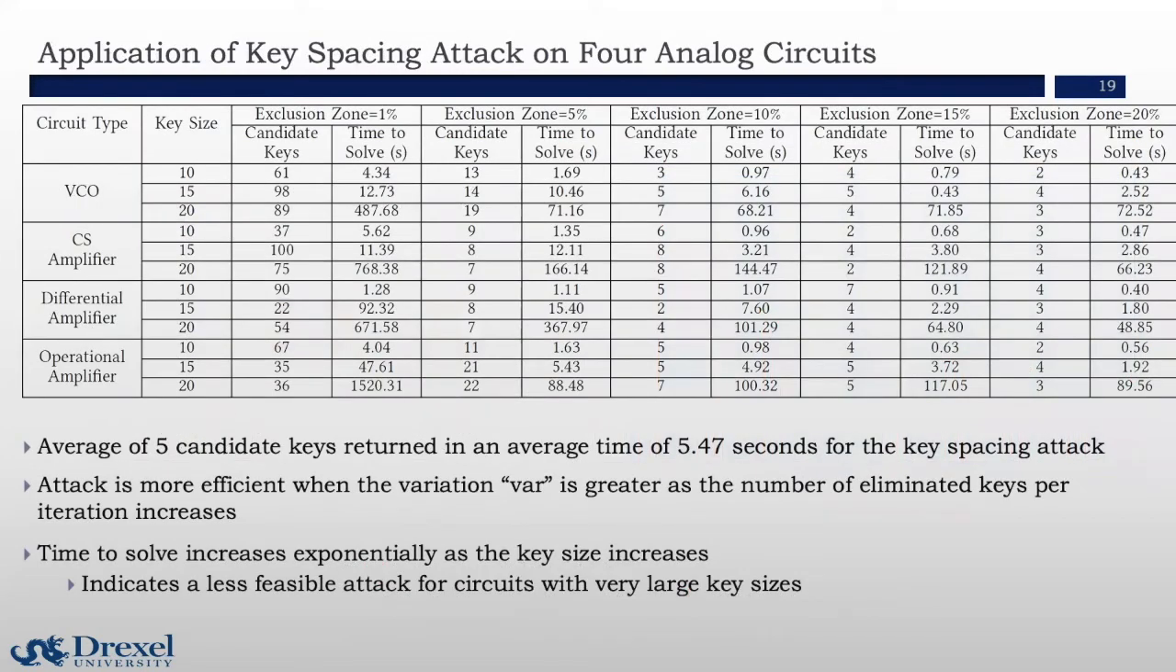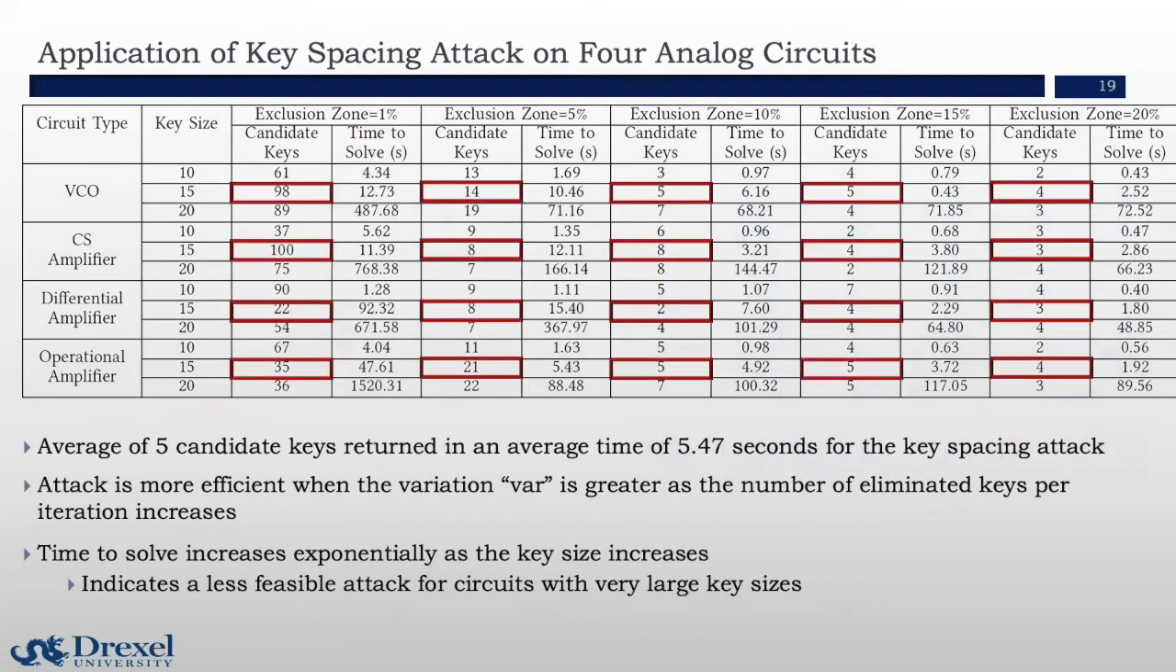The key spacing attack is evaluated on 4 different circuits and with different exclusion zones. From the results, we can see that an average of 5 candidate keys is found in an average of 4.5 seconds, and we can see that the attack is more efficient for greater variation, since a large number of keys have been eliminated per iteration. The time to solve exponentially increases with the key size in this attack.